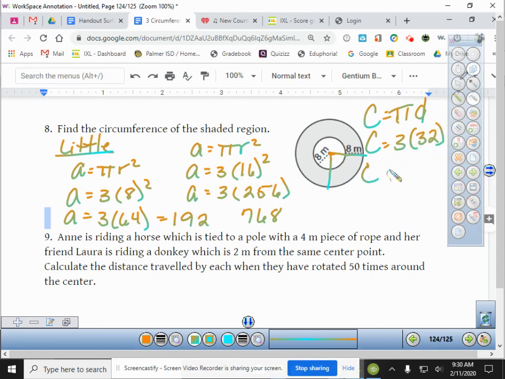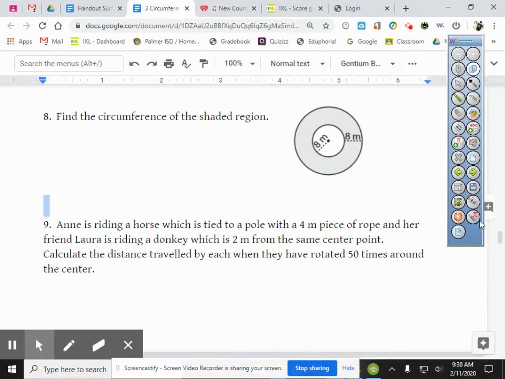Hold on, how'd you get 32? Because the radius is 16. So the diameter is 32. I didn't even read the question. Look at y'all. Air high fives all around. Good job. Way to read the question. So I got 96. Perfect.